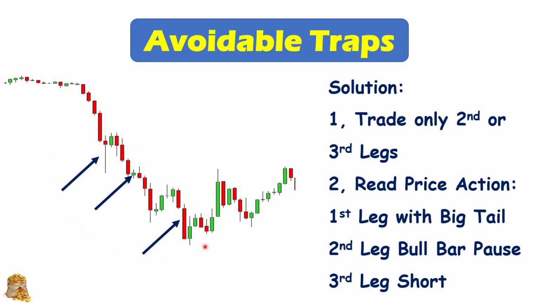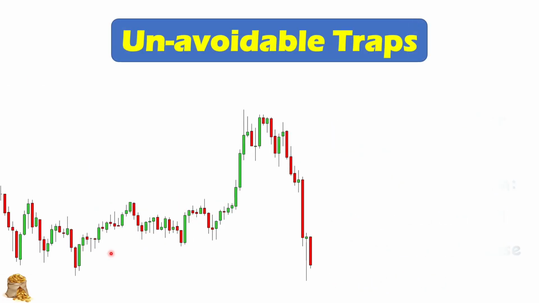That means later on when we do the trading, when we see this setup here, the probability will be reduced greatly. We have seen some examples of the avoidable traps. Now let's move on to the unavoidable traps.